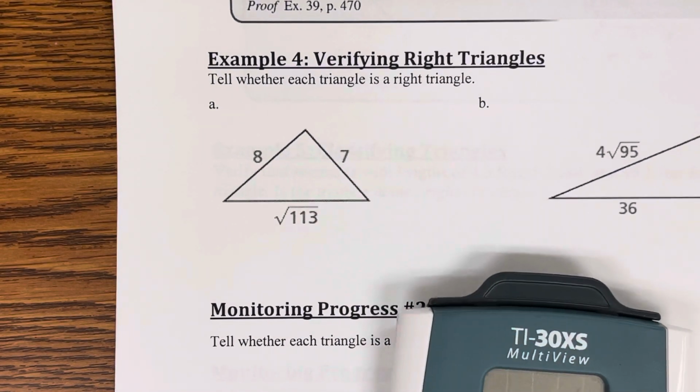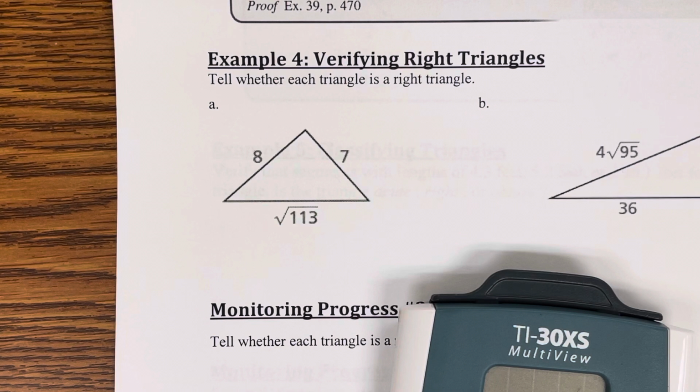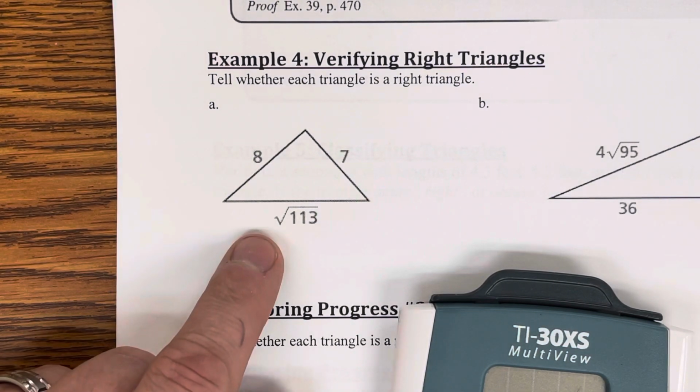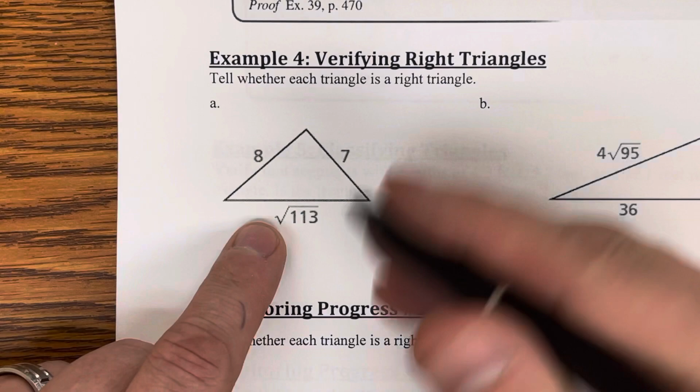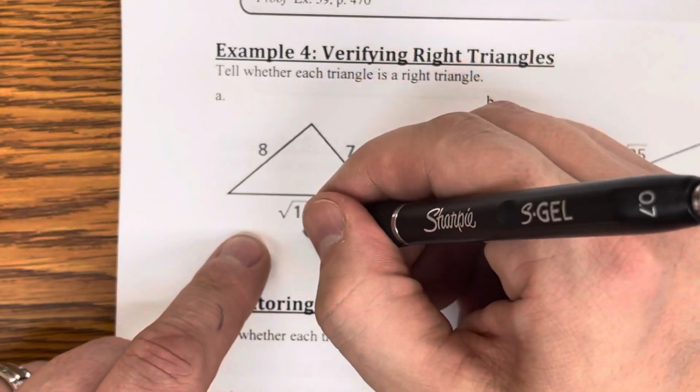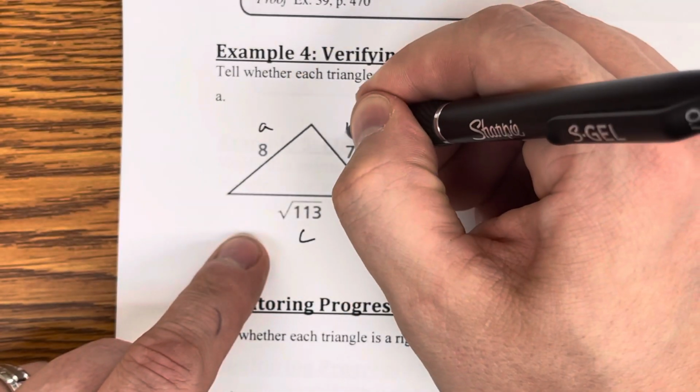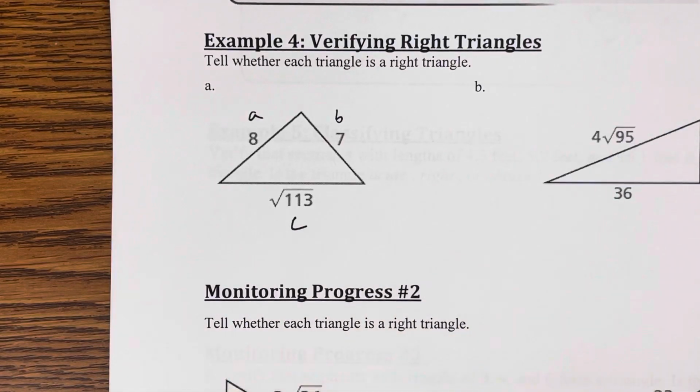I need to determine if that's a right triangle. So the first thing I want to do is see what the square root of 113 is. And that is approximately 10. So I know that that's the longest side, so this has to be C. I do want to check to make sure it's the longest side. So there's my C, and I can let these be A and B. I have to check and see if it's equal or not.